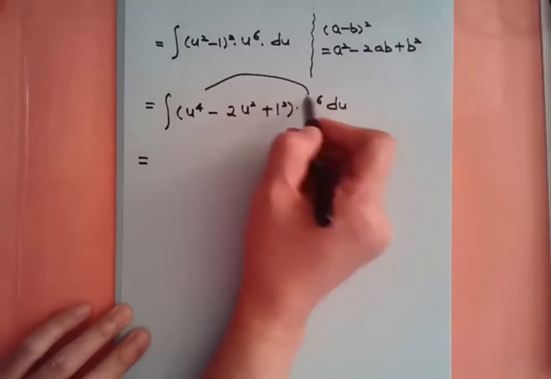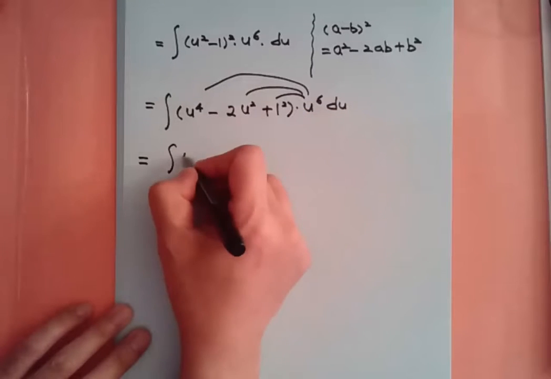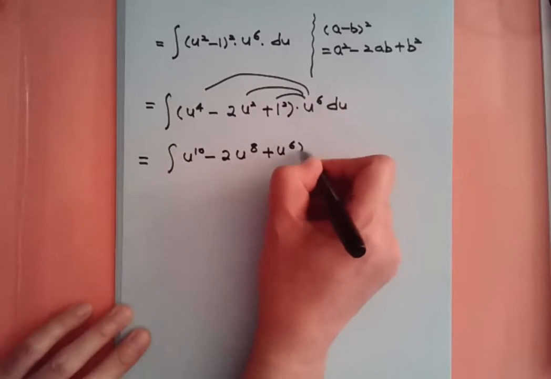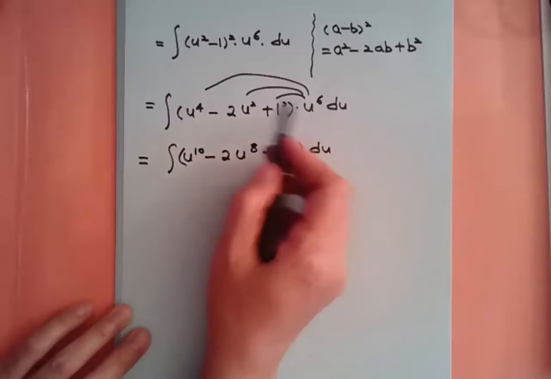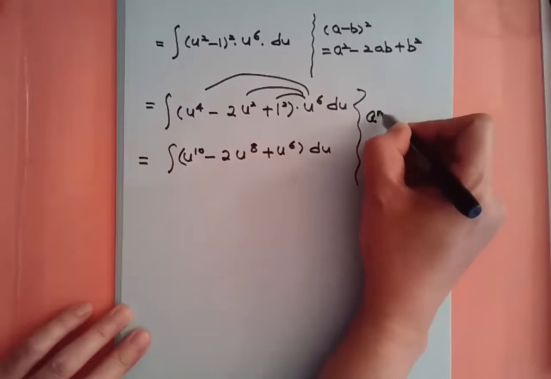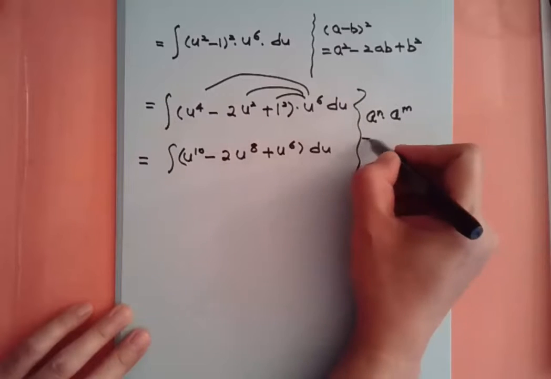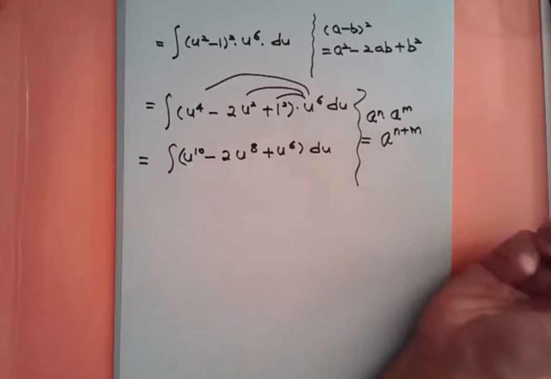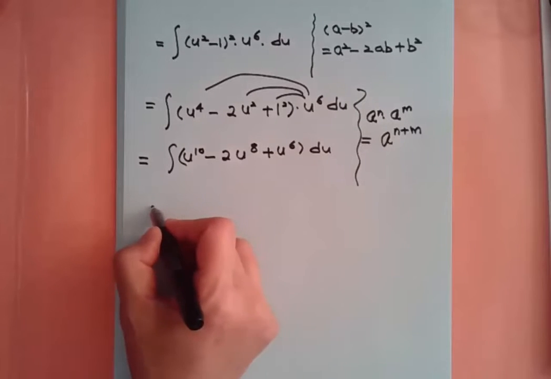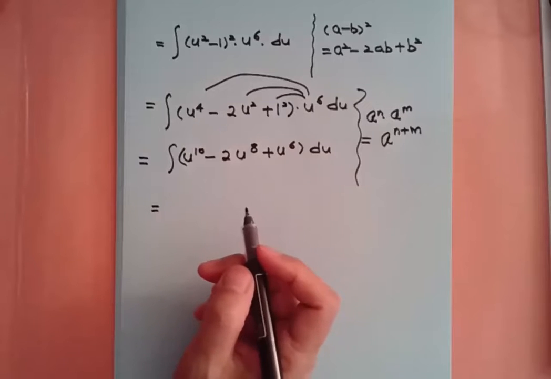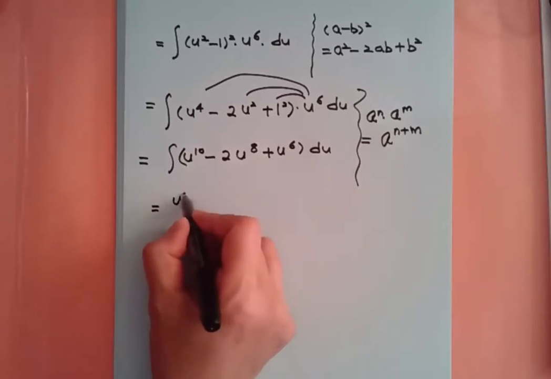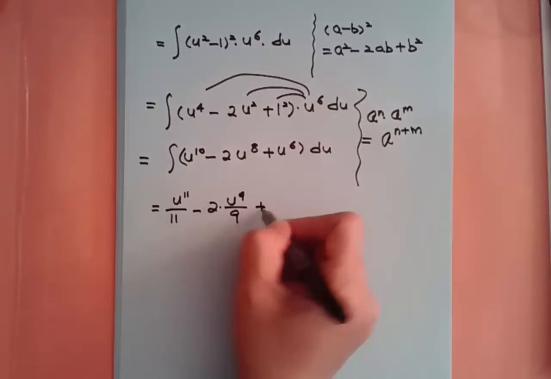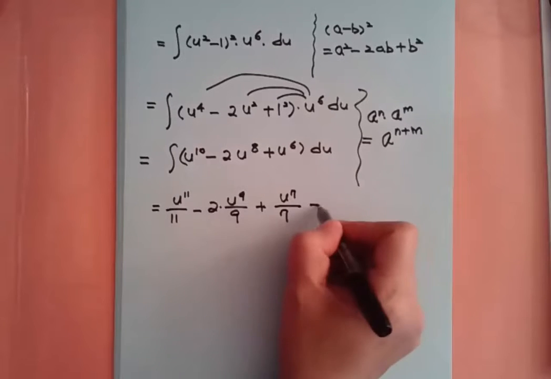So we will do distribution and then integration: u to the 10th power minus 2 times u to the 8th power plus u to the 6th power du. Of course, you multiply. Let me write down the formula: a to the m power times a to the n power is a to the n plus m power. So that is u to the 11th power over 11 minus 2 times u to the 9th power over 9 plus u to the 7th power over 7 plus c.